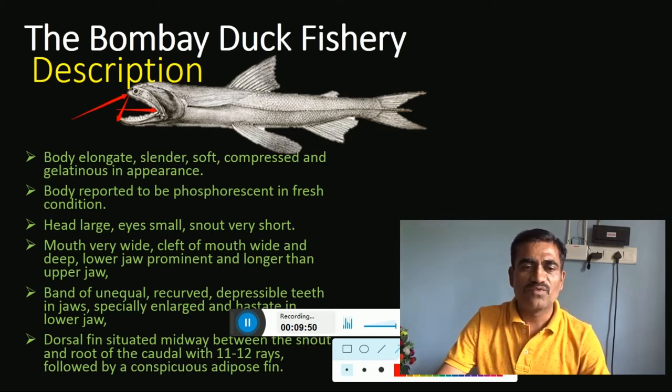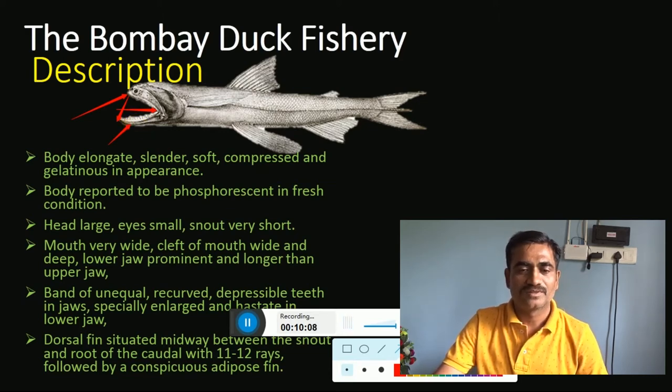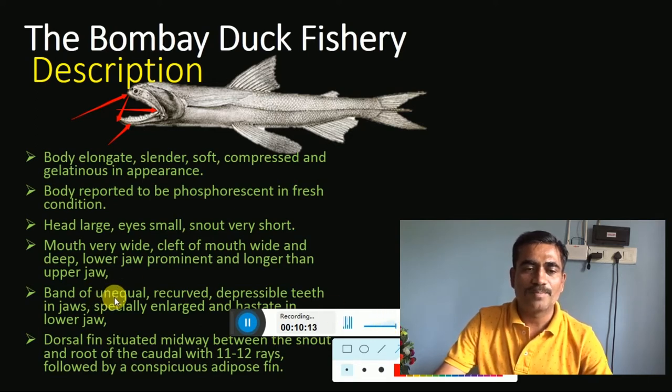The lower jaw is very strong and prominent, and longer than the upper jaw. Thus we can see here. Then there are bands of unequal, recurved, depressible teeth in the jaws, especially enlarged and fang-like in the lower jaw. The teeth here are curved, unequal in size, and depressible teeth occur in the Bombay ducks.